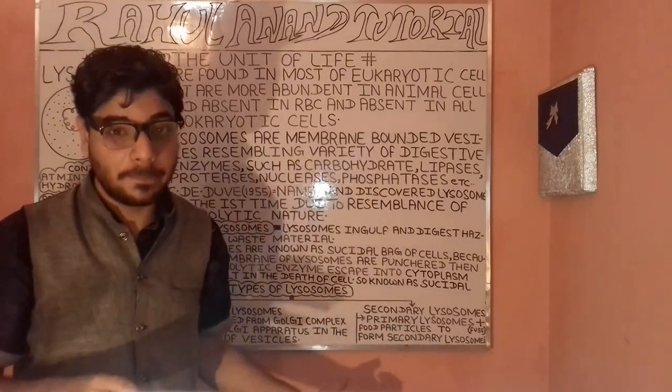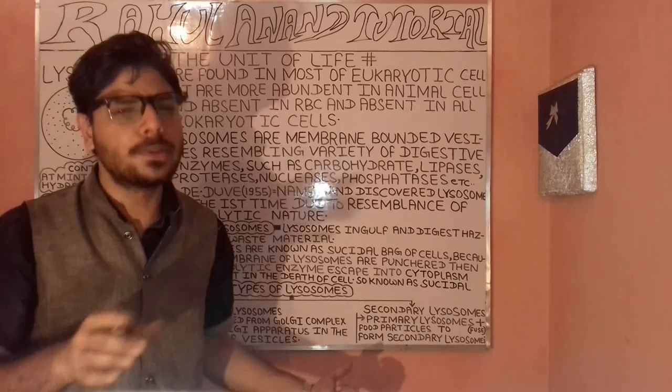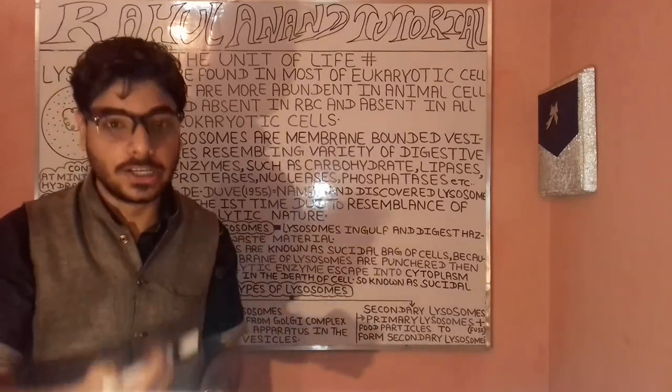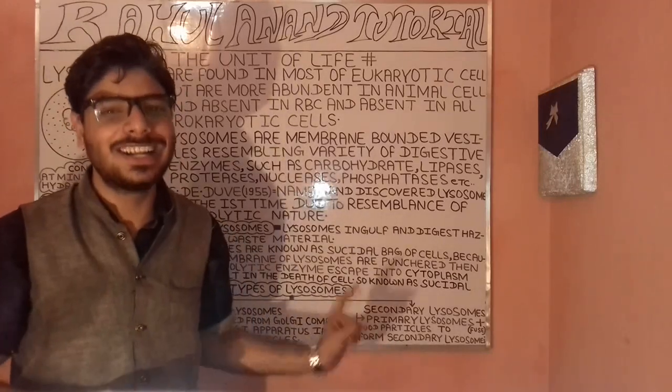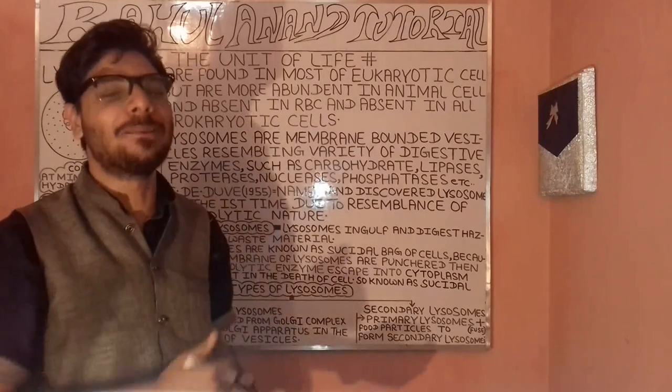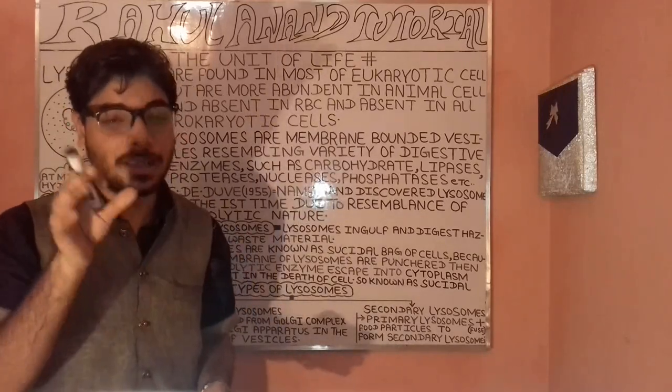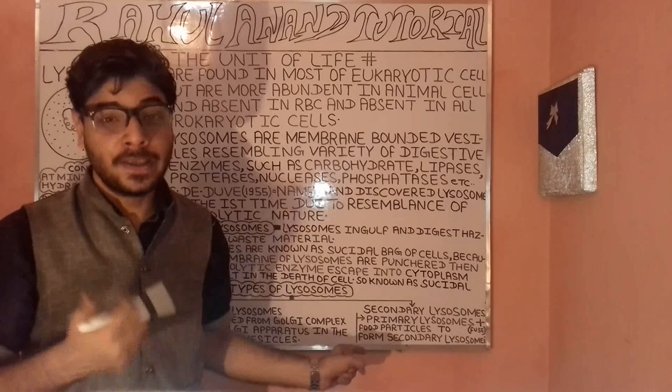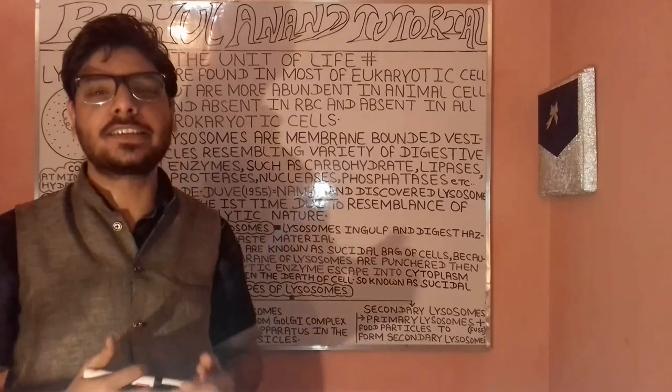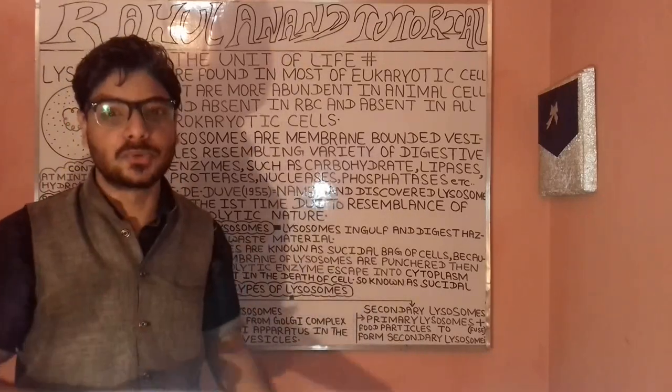In the case of the primary lysosome, from the Golgi apparatus as well as the Golgi complex, these lysosomes will be released in the form of vacuoles. Remember about the case of the vacuoles. Now, when we are talking about the secondary structure of the lysosome, what are these?